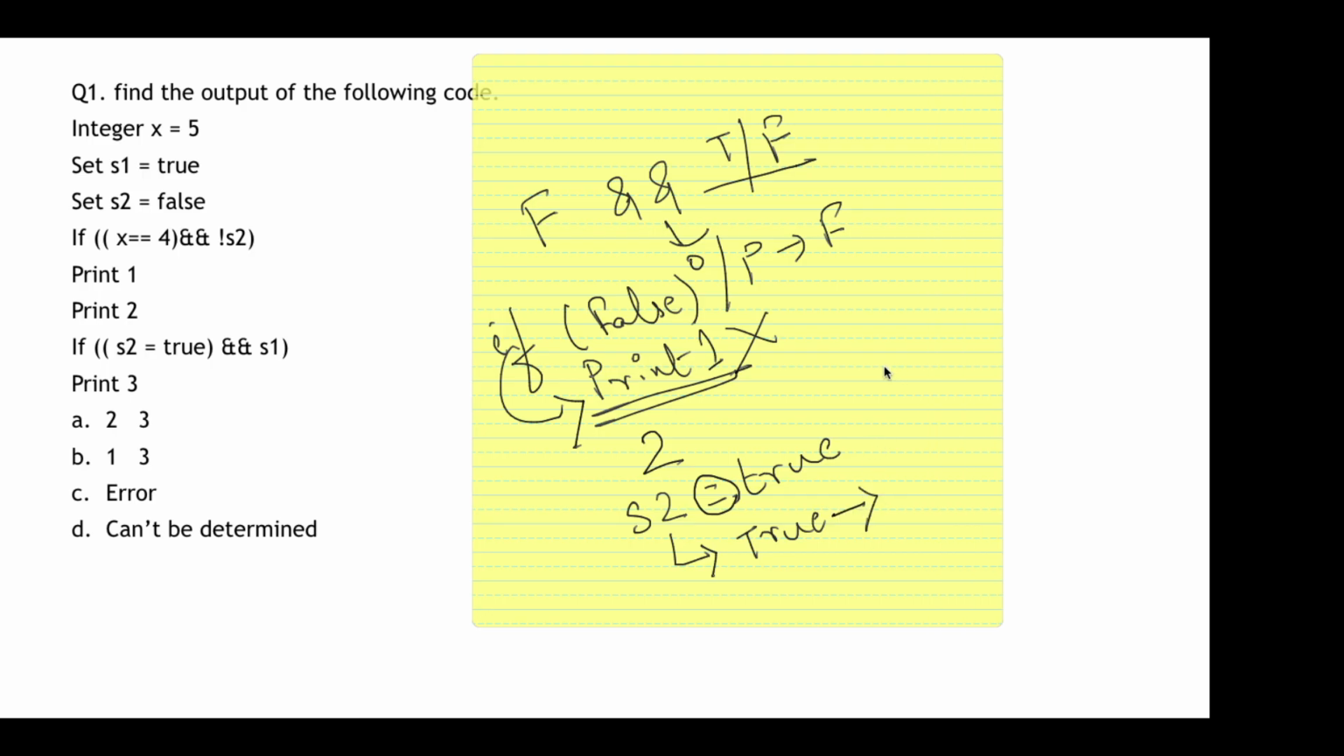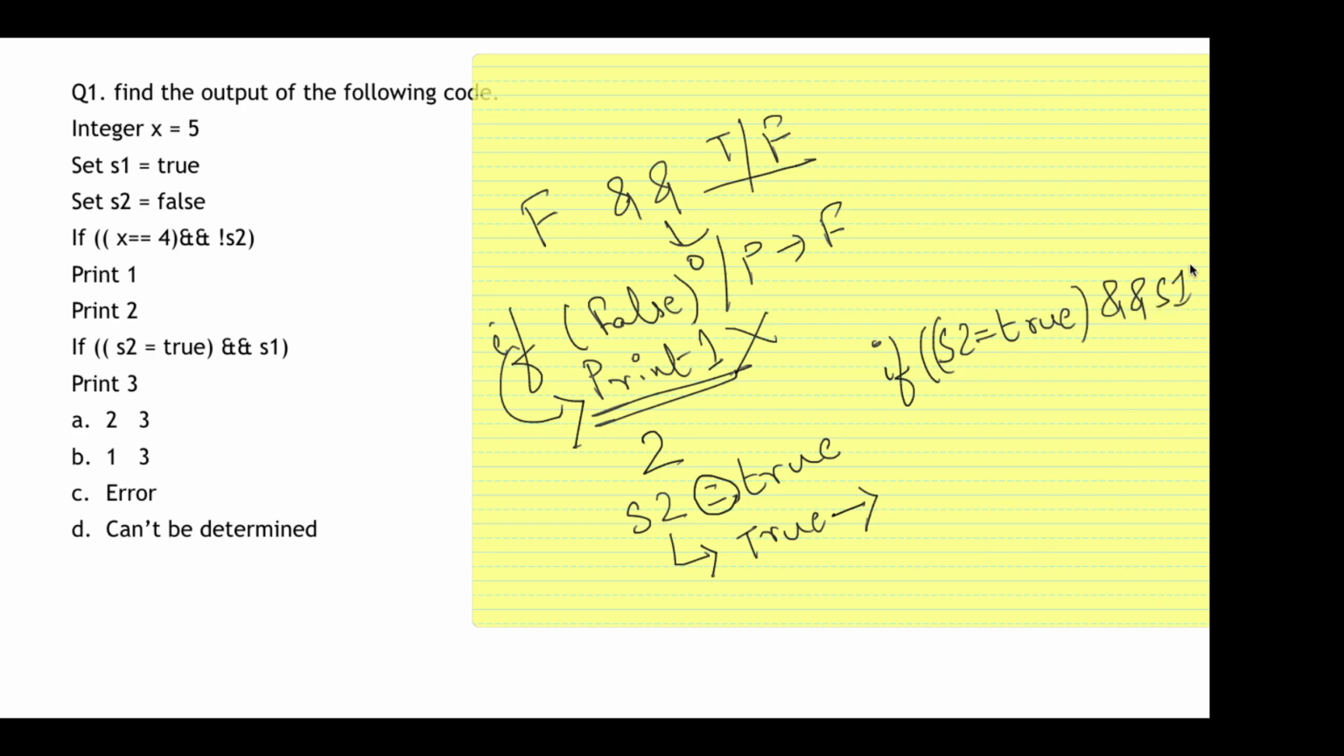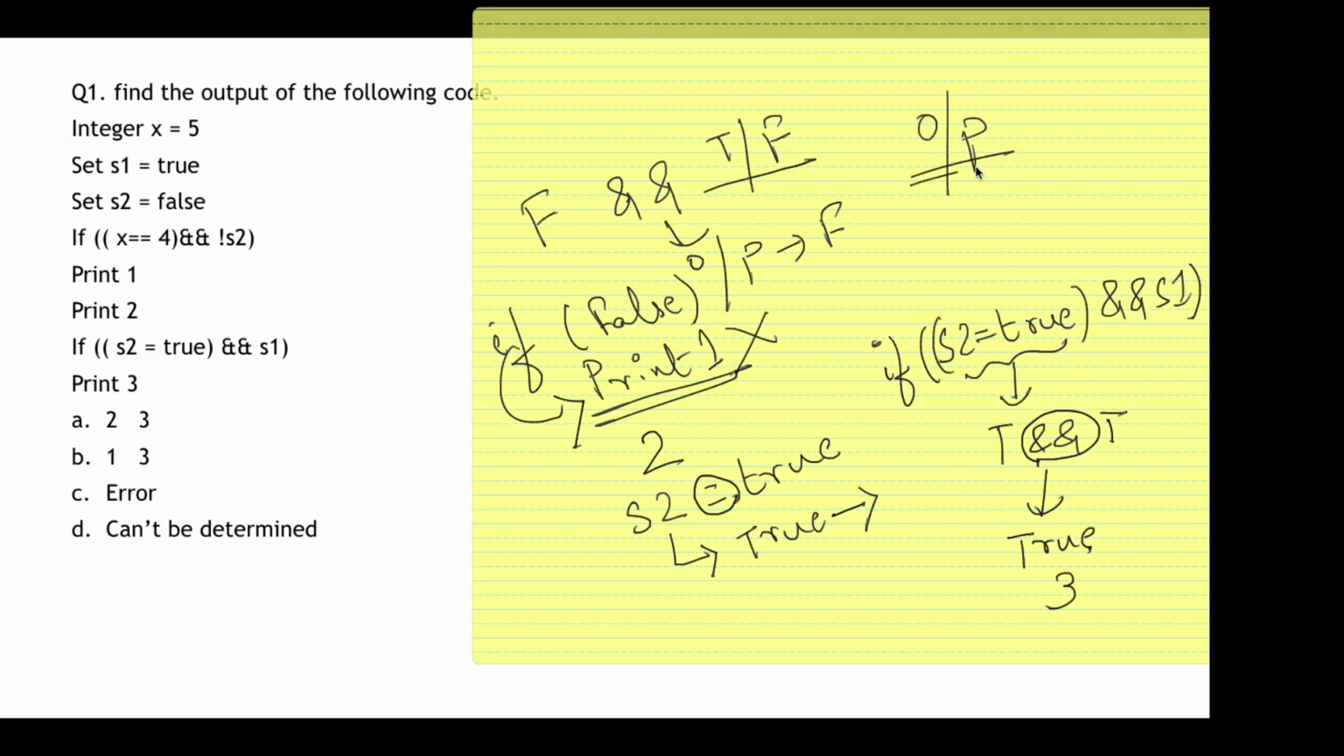Okay, now if this is true, it's written within the if condition. It says S2 equal to true and S1. Now this one's value is assigned true, so the value is true. And S1, there is no value given, so we'll take whatever the initial value was. The initial value was again true. So AND operation on true and true, the output will be true. Okay, so what will it print? It will print 3. So what will be the output of this code? The output of this code will be 2 and 3. Okay, I think that is option A. Alright.